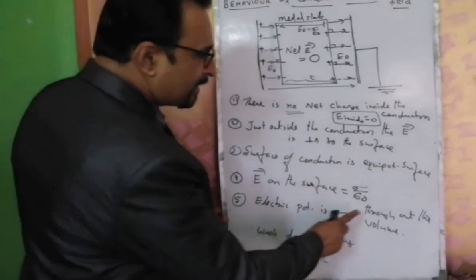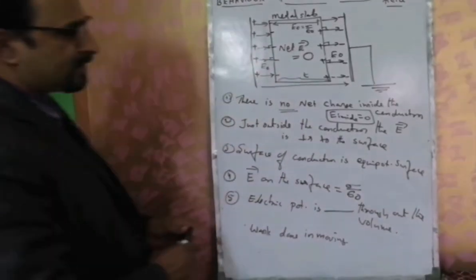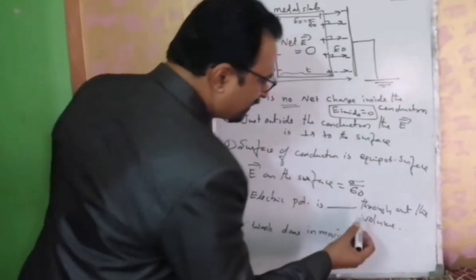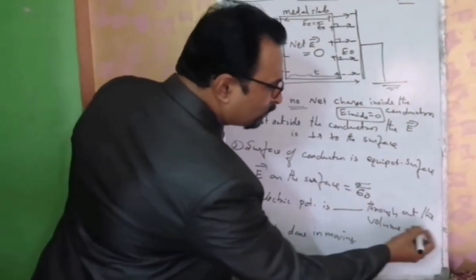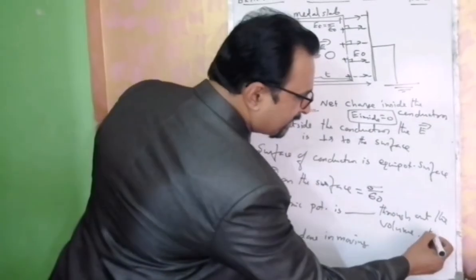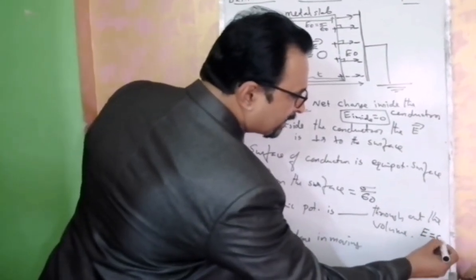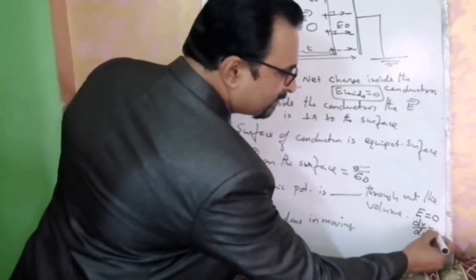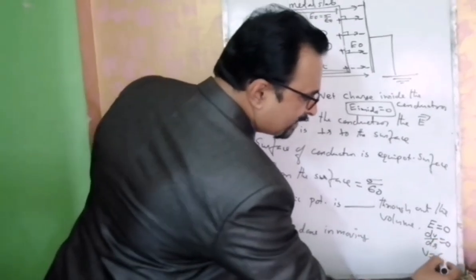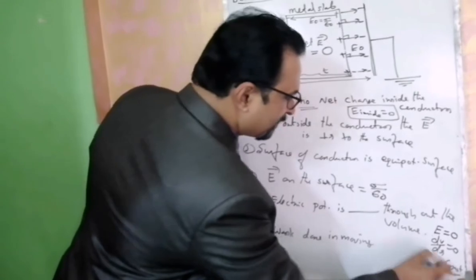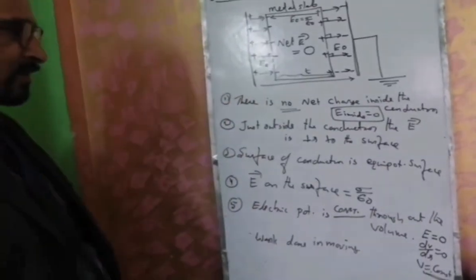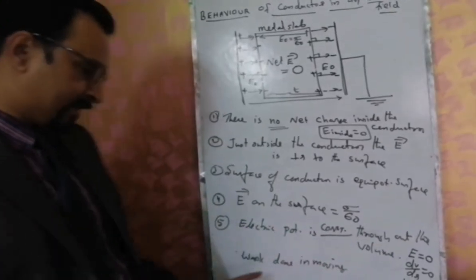Electric potential is constant throughout the volume. Can you tell the answer? Electric potential is constant throughout the volume because inside the conductor, throughout the volume, electric field is 0. Electric field is 0 means dV by dr is equal to 0. So how much V is there? V is constant. So there is constant electric potential throughout the volume of the conductor.